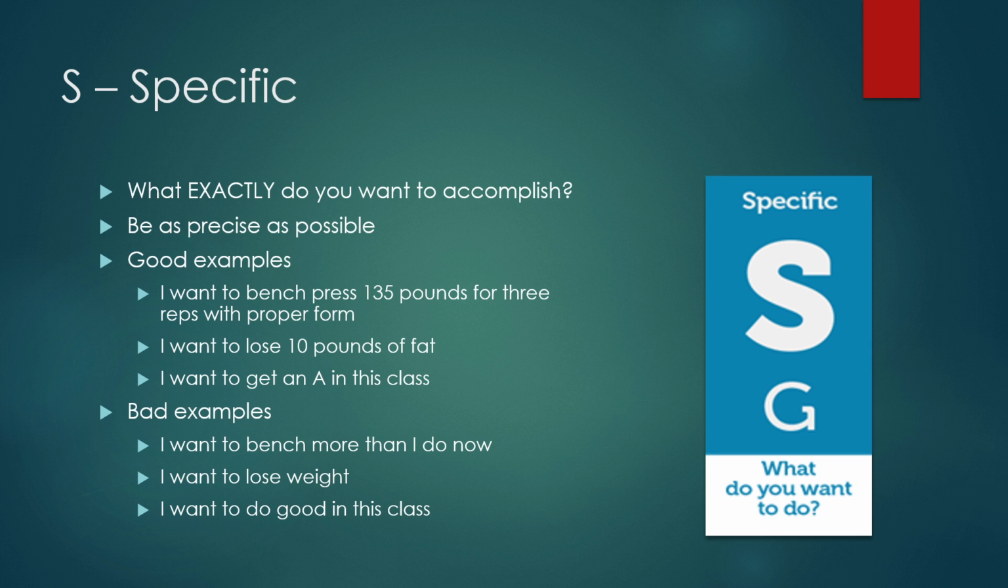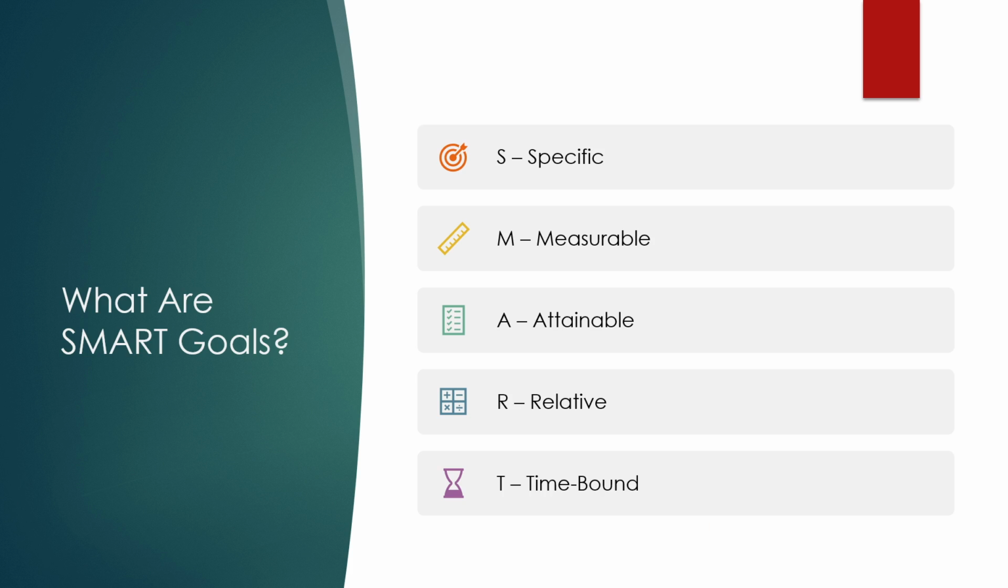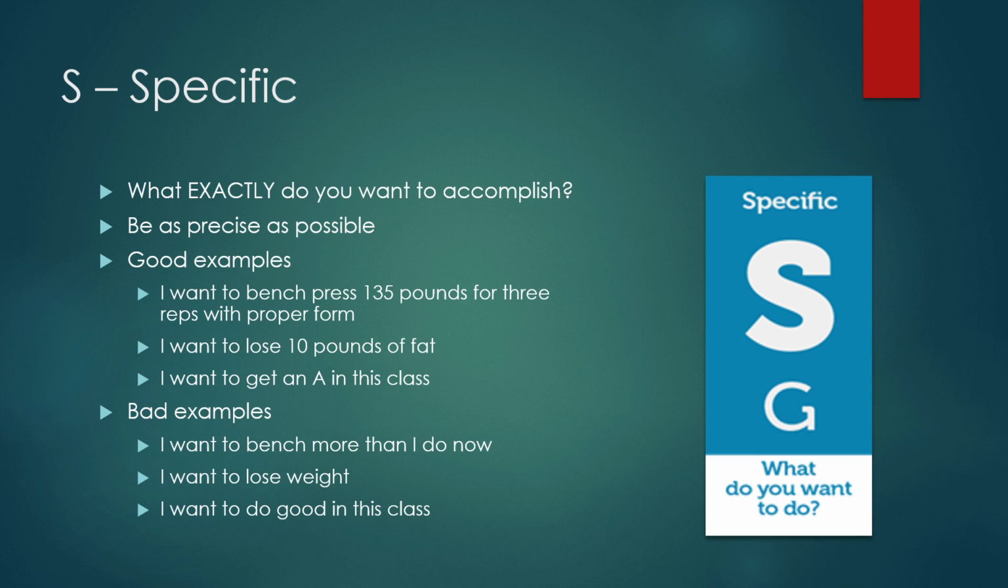When creating a goal, you want to assign an attribute to all of these according to that goal. So the S is we want to be as specific as possible. What do you want to accomplish? Some good examples, and we're going to use weightlifting examples because that's what this class is: I want to bench press 135 pounds for 3 reps with proper form. I want to lose 10 pounds of fat. I want to get an A in this class.